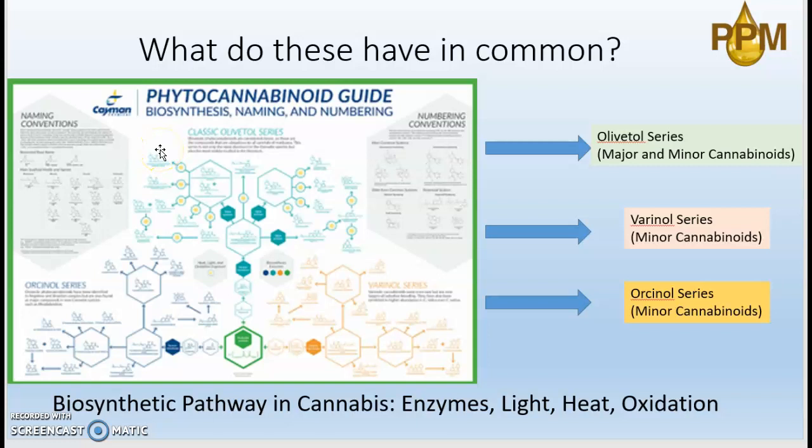This is a phytocannabinoid guide. It basically shows you that the mother molecule, CBGA, is going to lead to all of the different cannabinoids in the olivetol series. There are three major and minor cannabinoid series: the olivetol series, the varin, and the orcinol series. And this is showing the biosynthetic pathway in cannabis that requires light, enzymes, heat, and oxidation.